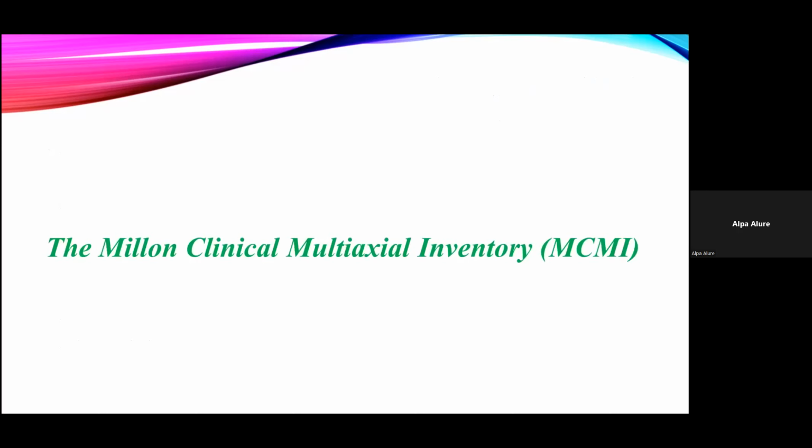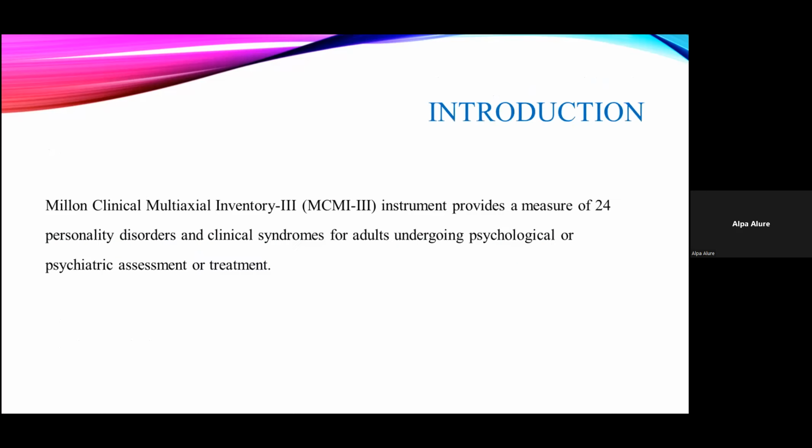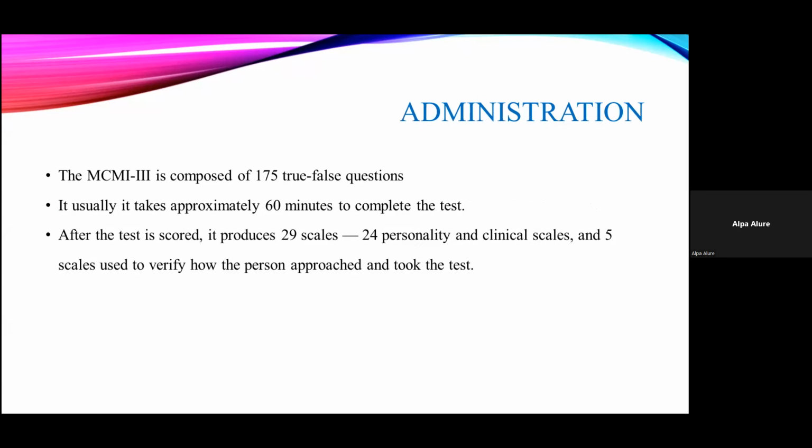Okay, coming to MCMI, MCMI provides a measure of 24 personality disorders and clinical syndromes for adults undergoing psychological or psychiatric assessments or treatment. So this test is more commonly used if you want to find out if an individual has any kind of personality disorder. The MCMI is composed of 175 questions which the individual has to answer as true or false. It takes approximately 60 minutes to complete the test.